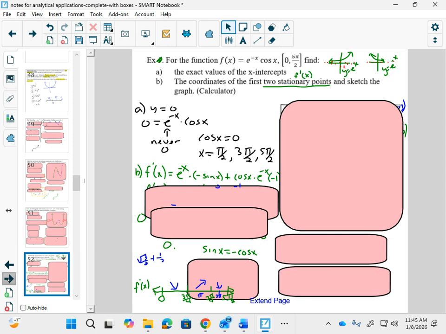So the only place this could be equal to 0 is if cos of x is equal to 0. And that happens at pi over 2, 3 pi over 2, also 5 pi over 2. And it would keep happening, but we are only looking between 0 and 5 pi over 2. So those would be my x-intercepts.